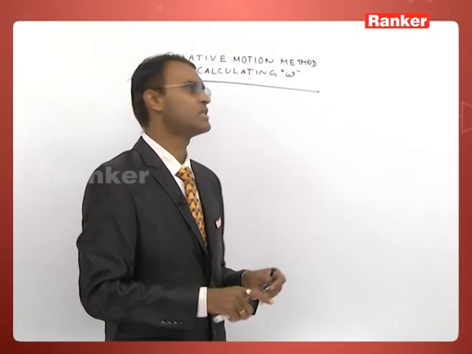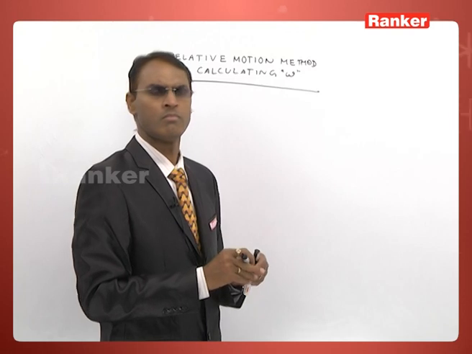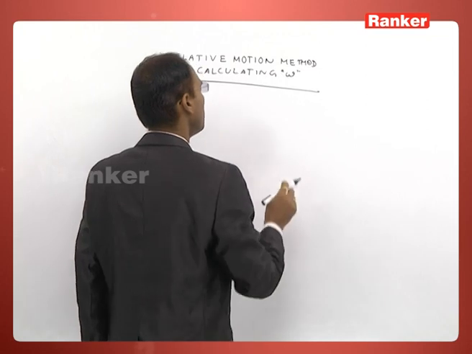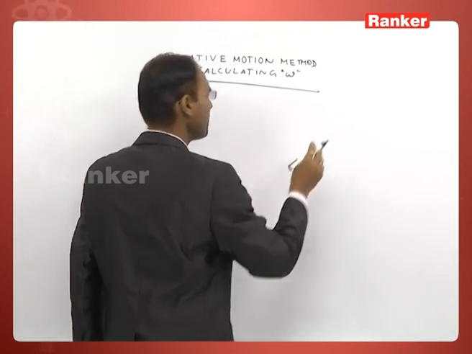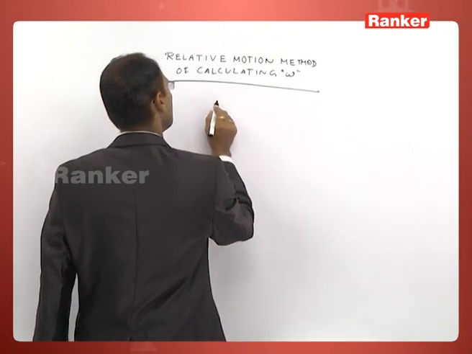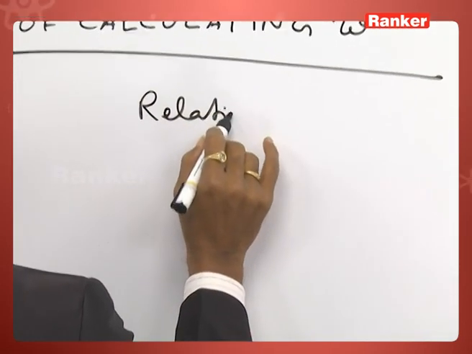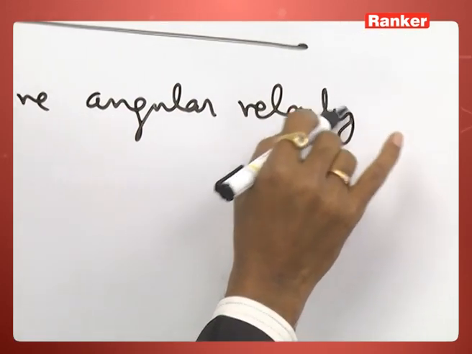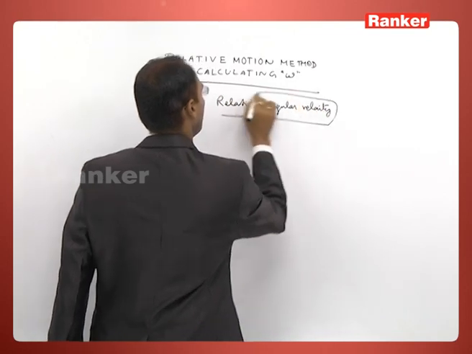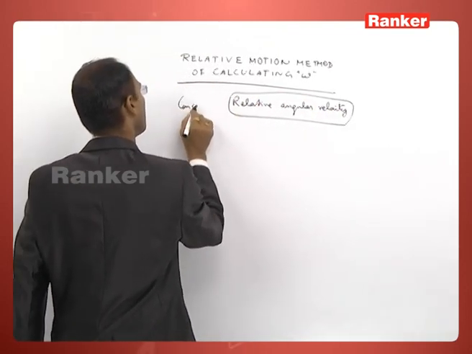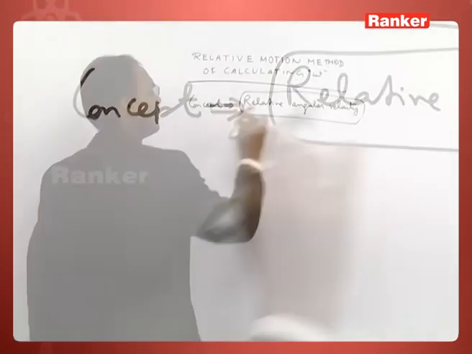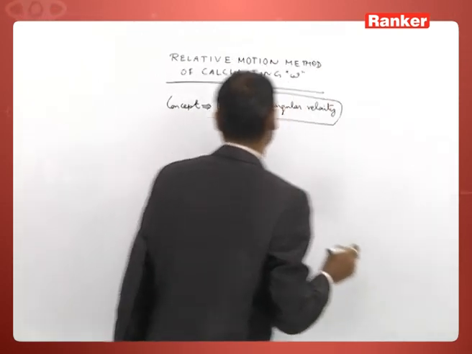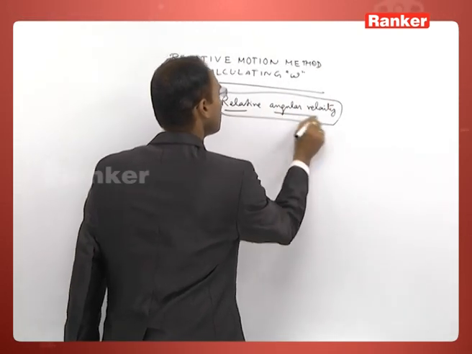This method is based upon the relative motion. By the relative motion method also you can calculate omega, and the theory behind it is relative angular velocity. This is the concept. Let us discuss this concept now. Relative angular velocity.